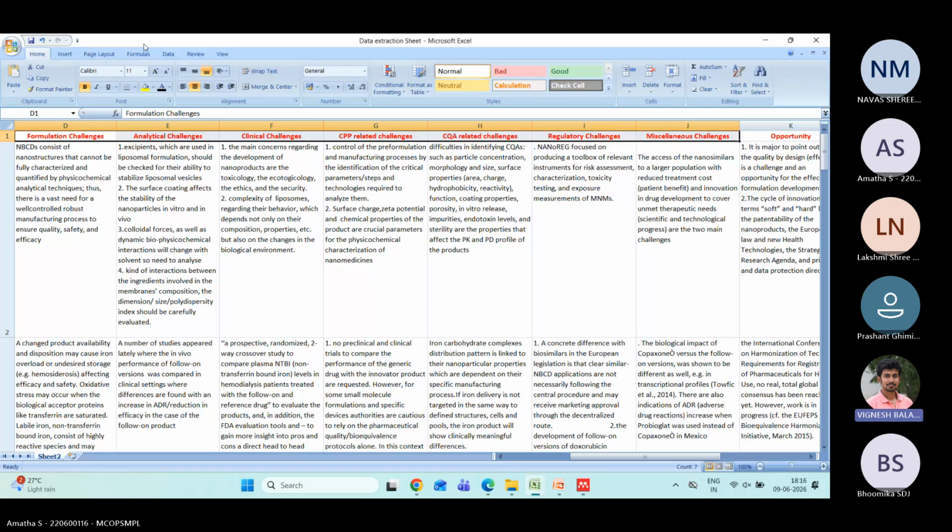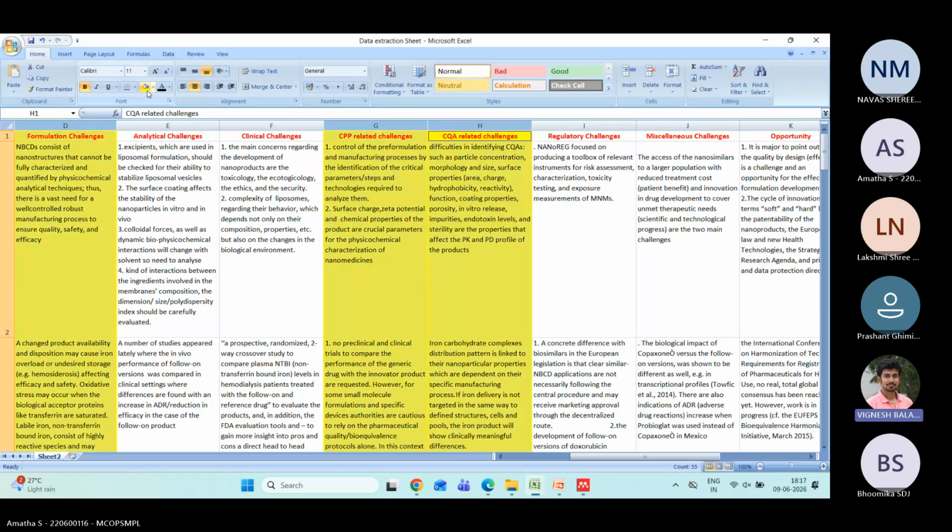In thematic analysis, what we do is club these two or three themes. For example, formulation challenges, CPP means critical process parameter. Process will come in formulation. CQA means critical quality attribute. This CQA is also formulation related. So what I will do is club this formulation, this CPP and this CQA into one category, that is pharmaceutical challenges, or formulation pharmaceutical challenges.